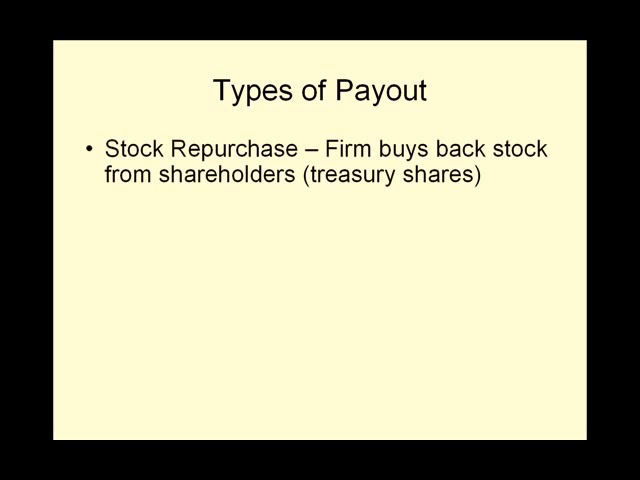A third type of payout is a stock repurchase, wherein the firm buys back stock from the shareholders. When it does so, the stock that it buys back is held in the firm's treasury, and that stock is referred to as treasury shares. There are several means by which a firm can purchase stock from its shareholders. It can buy shares of stock on the market, on the secondary stock market.